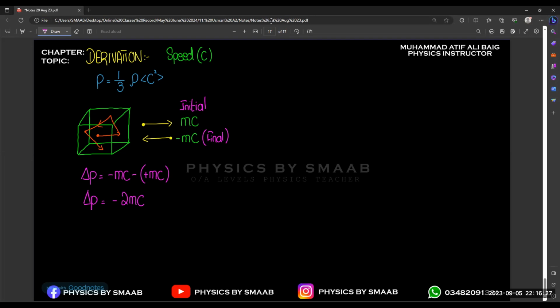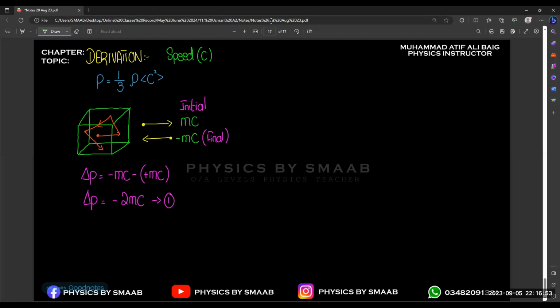So we got the concept like this: when molecules move in the forward direction and collide back, due to that collision we get the negative sign because of the opposite direction. And after the collision, our final momentum will be equal to this equation. So this is our equation number one. And the next thing is that we need to count the number of collisions in 1 second, right?